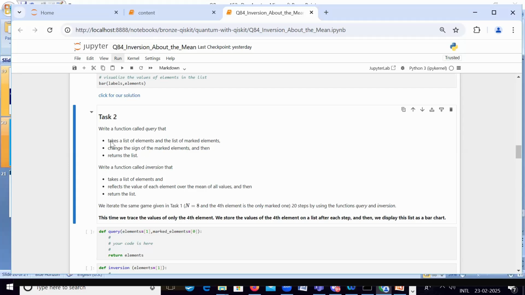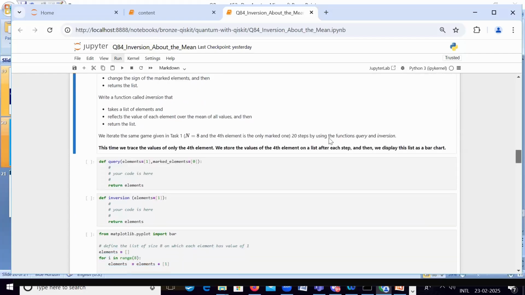Once again, if there is a list L, and then again another list mark LM, it takes two different lists here. And what it does, it changes the list of the marked elements and then returns the second list of the resultant list. In case of the inversion function, it takes the list of the elements, all the elements, and reflects the value of each element over the mean of all the values. Whatever elements are there, it calculates the mean of those values and returns the reflection of that one.